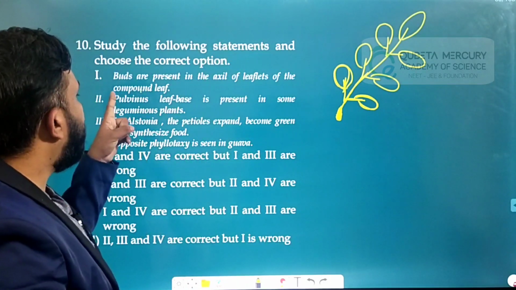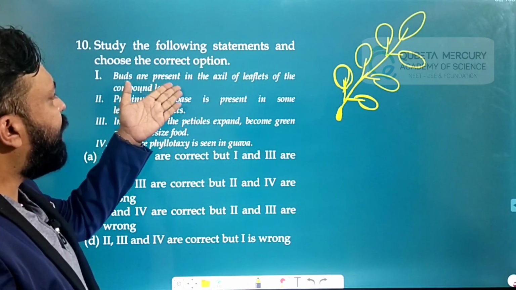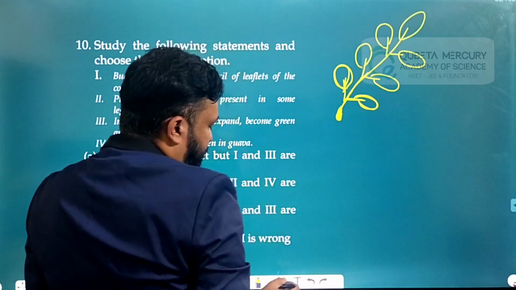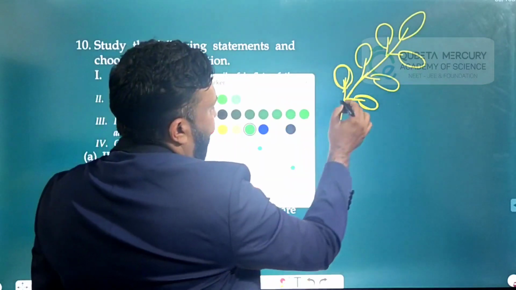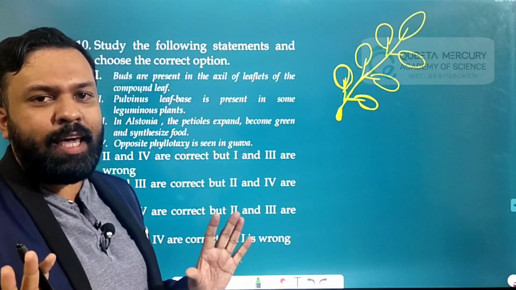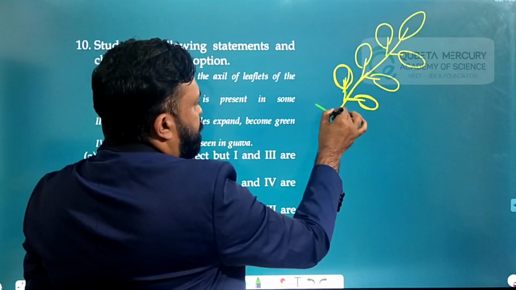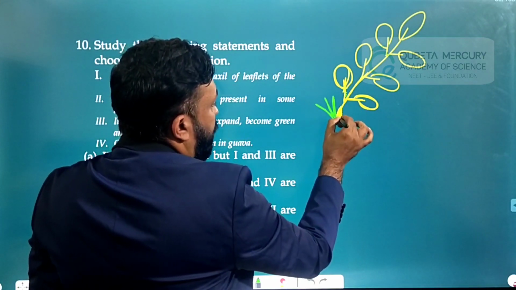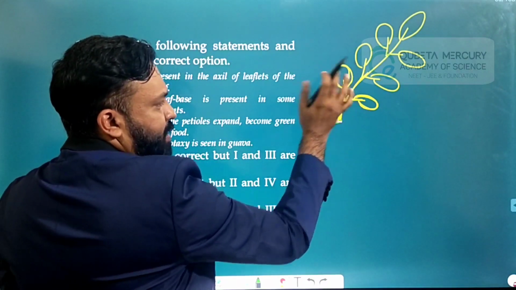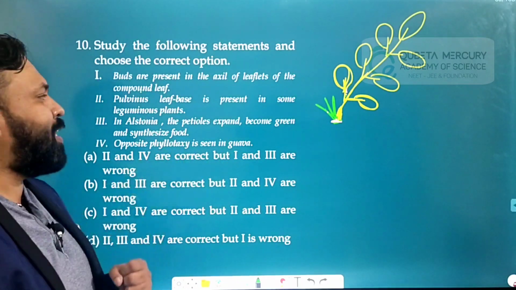The first statement says that the axillary buds are present in the axil of leaflets. No, we cannot see any axillary buds in the axil of leaflets. Instead, the axillary buds will be at the axil of the leaf base only. Not at the axil of leaflets, but at the axil of the whole leaf you can find the axillary buds, right?